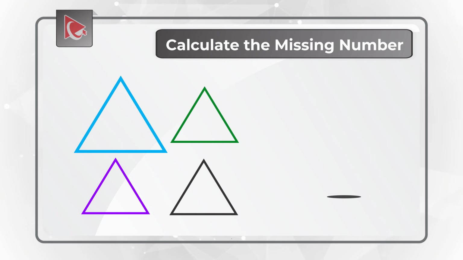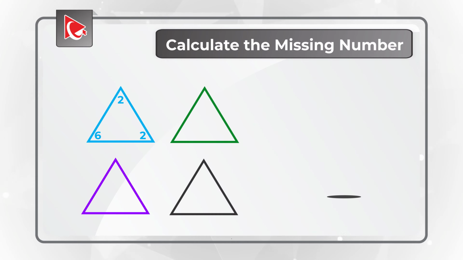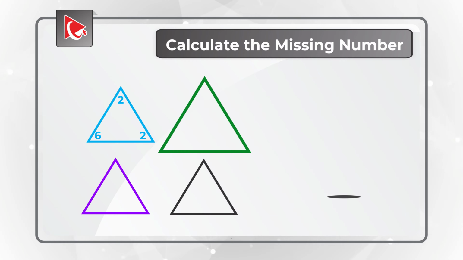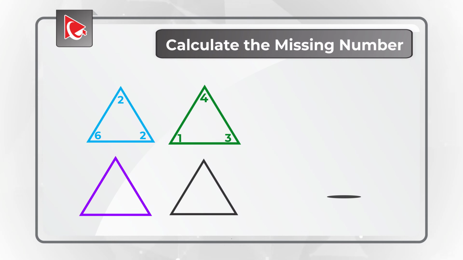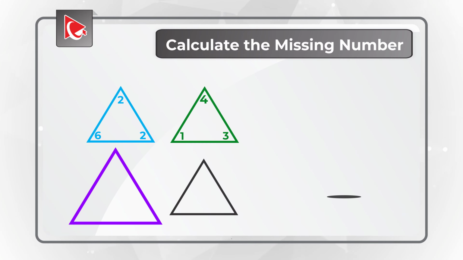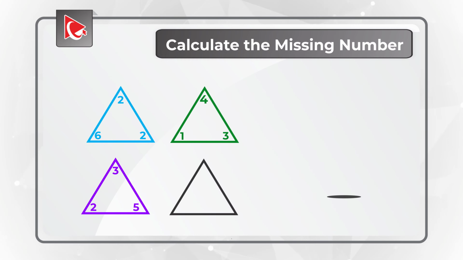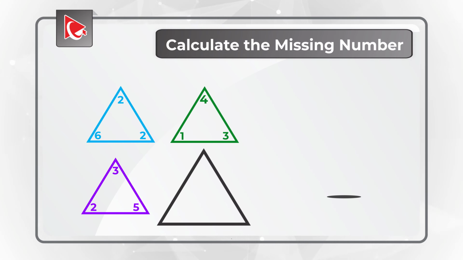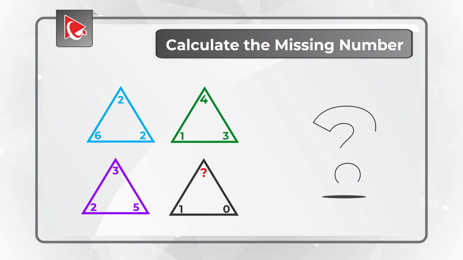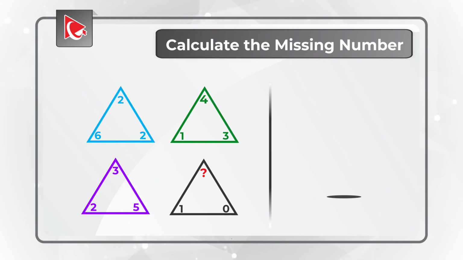The first bottom left corner blue triangle has numbers in the corners 2, 2, and 6. The green triangle next to it in the upper right corner has numbers 4, 3, and 1. The purple triangle in the bottom left corner has numbers 3, 5, and 2. And then the last triangle, black triangle, has numbers 0, 1, and then in the upper corner there is a missing number which you need to calculate based on the 4 different choices.